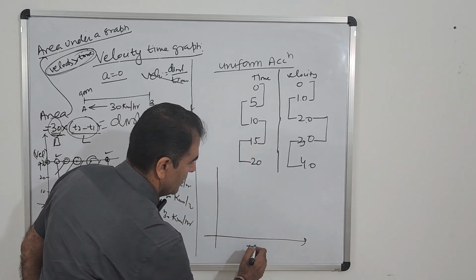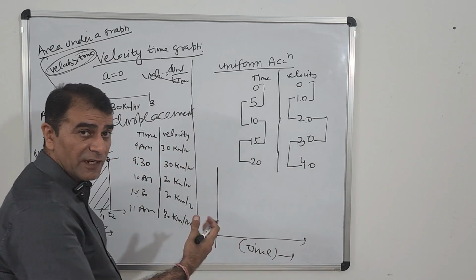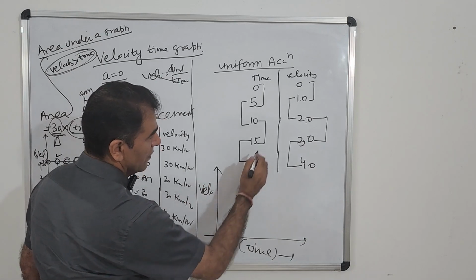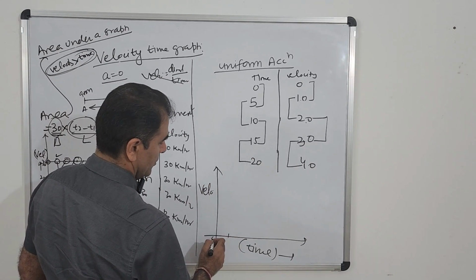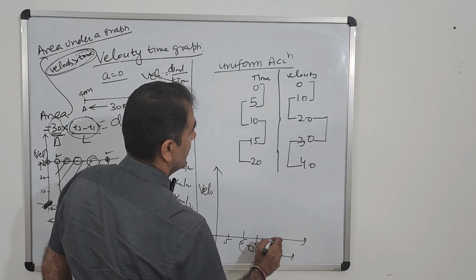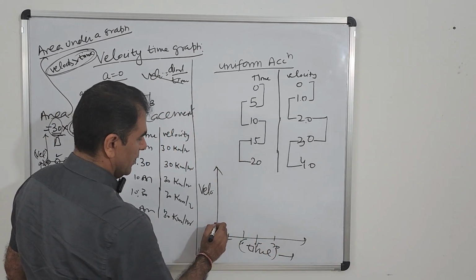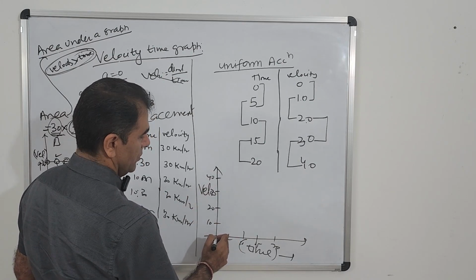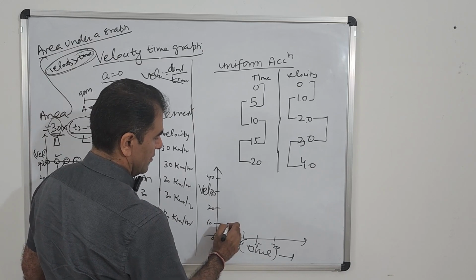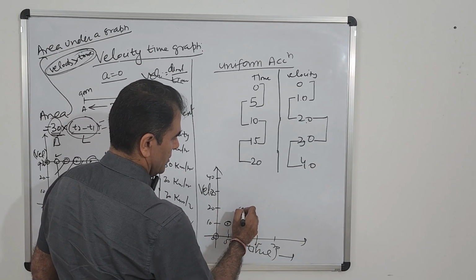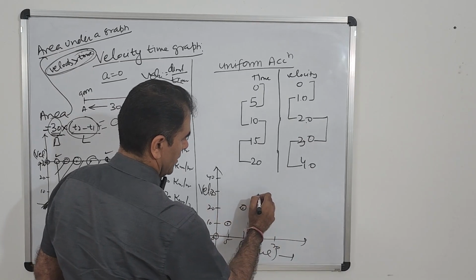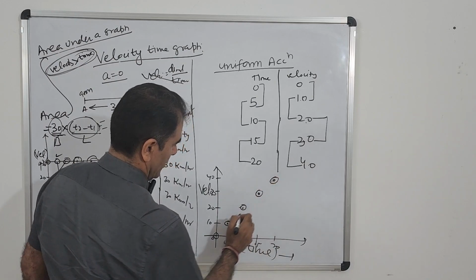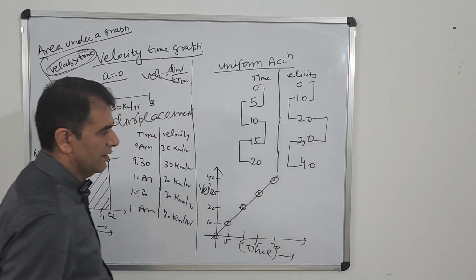This is nothing but time. You know now time is taken on the x-axis. Why? Because it is the independent parameter. This is velocity. Draw a graph. Time is 0, 5, 10, 15, 20. Velocity is 0, 10, 20, 30, 40. So the graph will be a straight line.